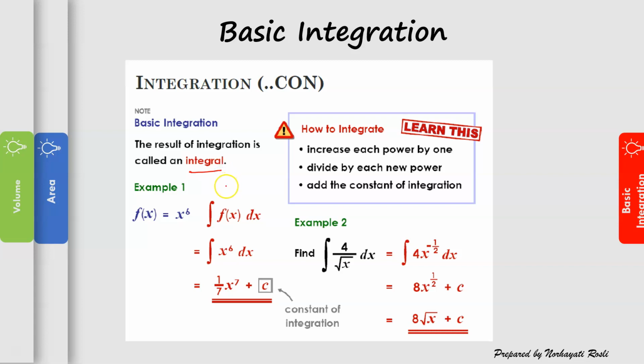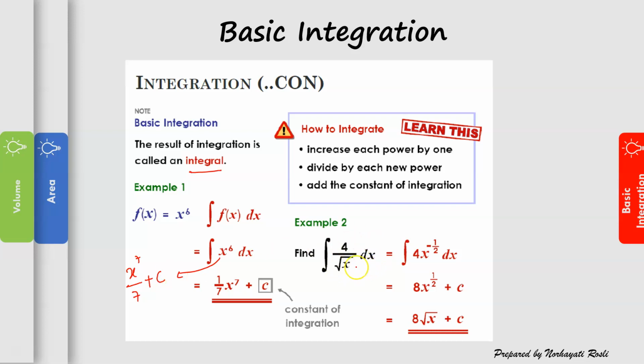Now we go to the next part, which is that the result of integration is usually called an integral. What does it mean by this? When we integrate a function, our final result here we call an integral. So for example, we have f(x) equal to x to the power of 6, and the question asks us to integrate this f(x), which means we get the integral of x to the power of 6 dx. This is our final answer, because for this part we get x to the power of 7 over 7, and we need to add c.